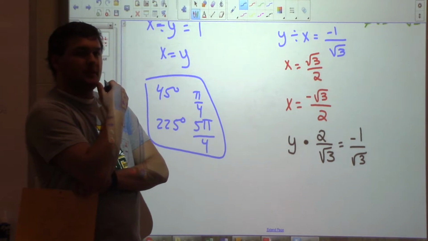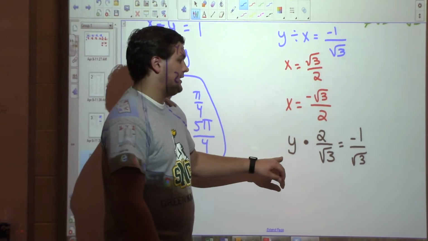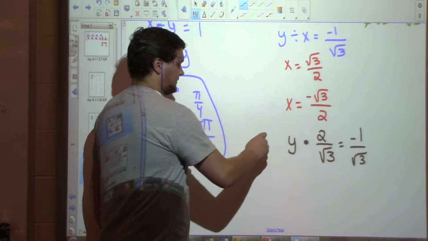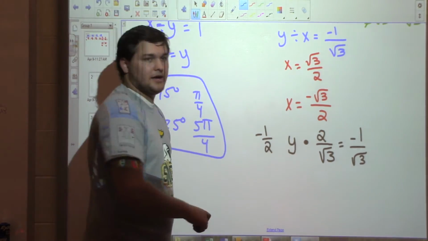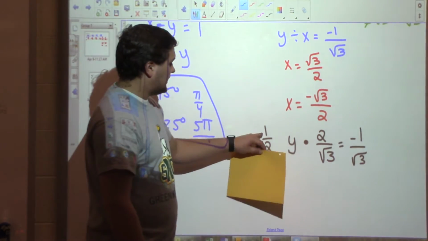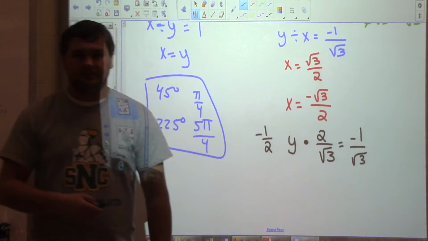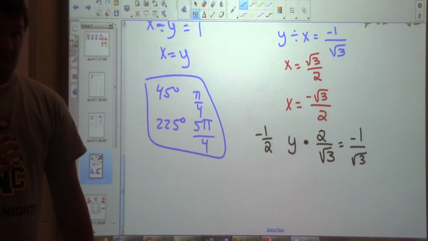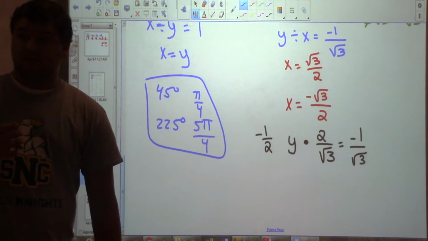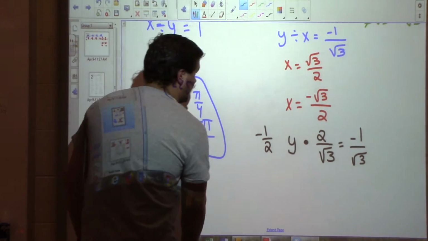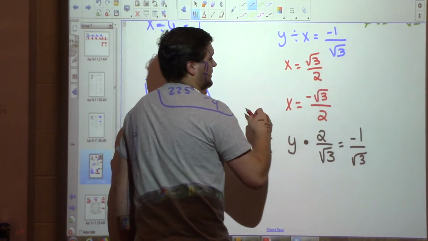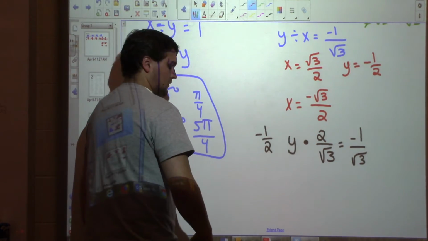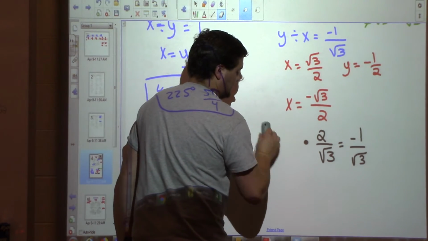I'm going to have something that has a 2 in its denominator, right? Negative 1/2. So if I put negative 1/2 in for y, my 2's are going to cancel, and I'm left with negative 1 over square root of 3. Does that make sense? Yes or no? Yes. Okay. So in this case, if I let x equal square root of 3 over 2, y has got to equal negative 1/2.